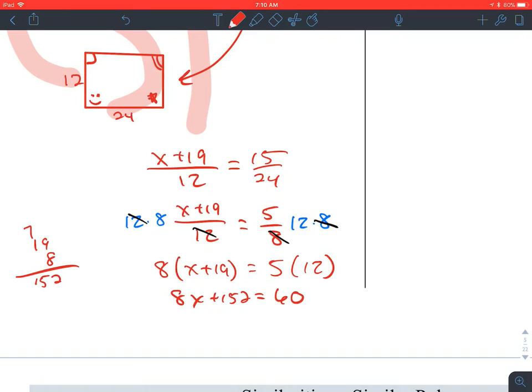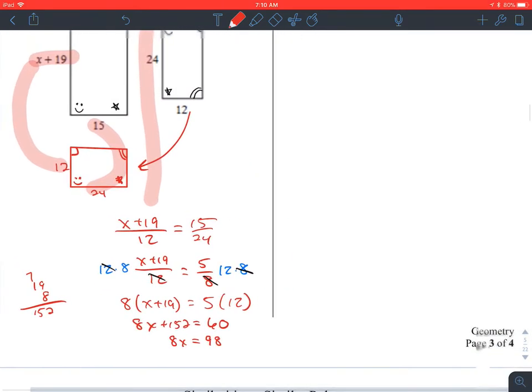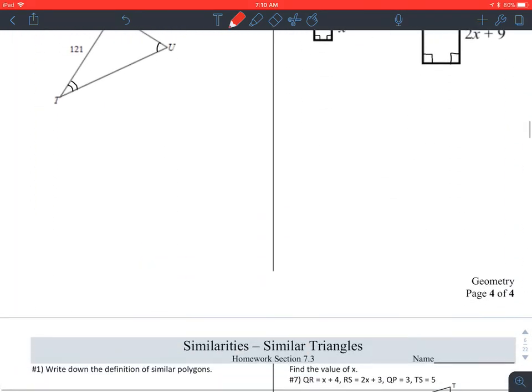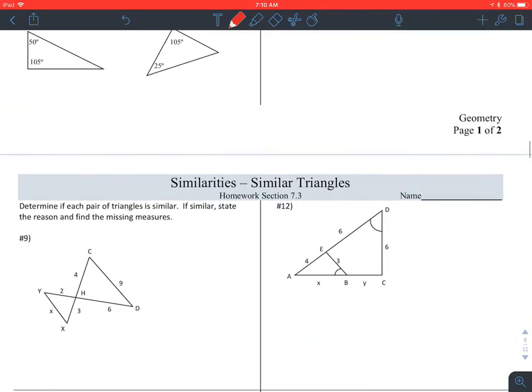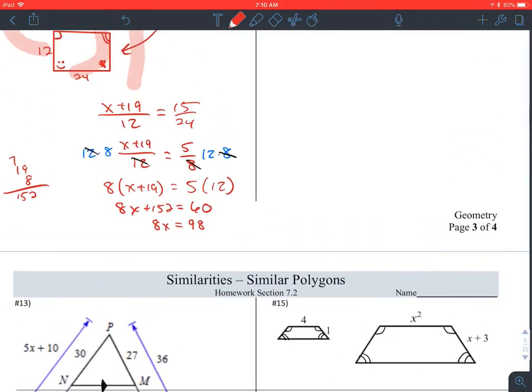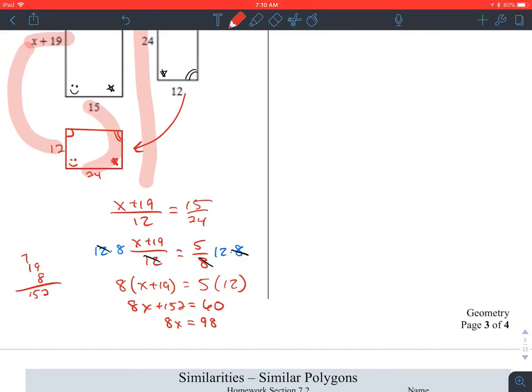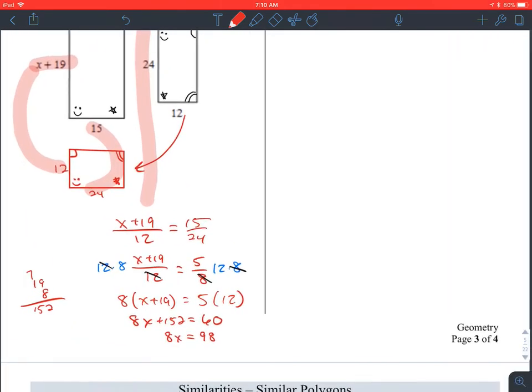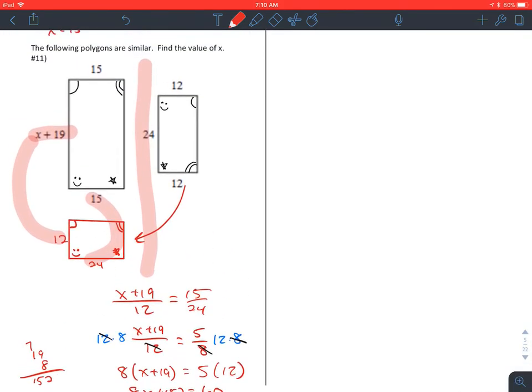If I subtract 152 from both sides, I get 8x equals, I think 98. I think I messed up someplace. Let me just glance at the old answer. I don't have an answer on this. Let me just glance back and make sure that I wrote things down correctly.